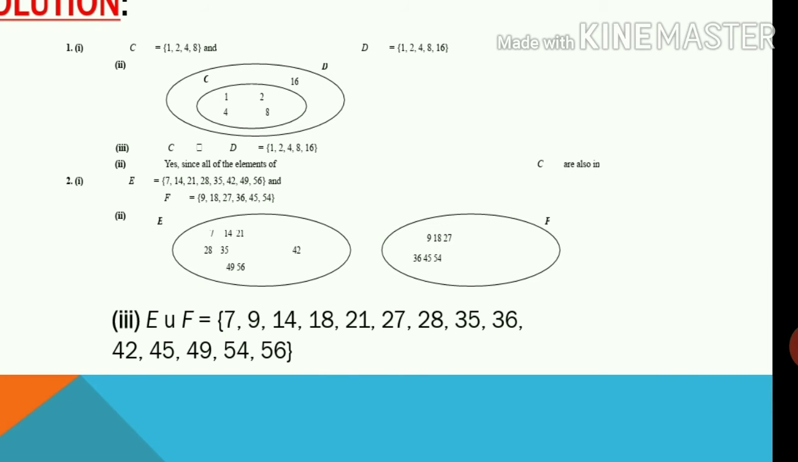And in D you have to write down the factors of 16. And 16 is divisible by 1, 16 is divisible by 2, 16 is divisible by 4, 16 is divisible by 8 and 16 is divisible by 16. So 1, 2, 4, 8 and 16 are the factors of 16. Okay, now see the next question. Come to the next part.